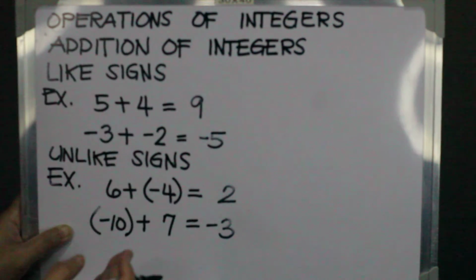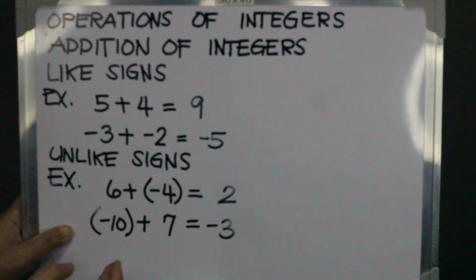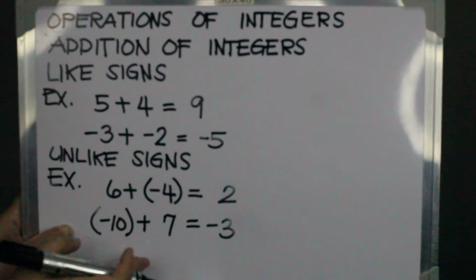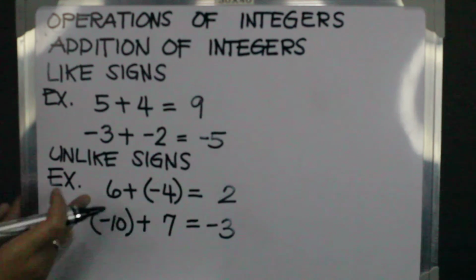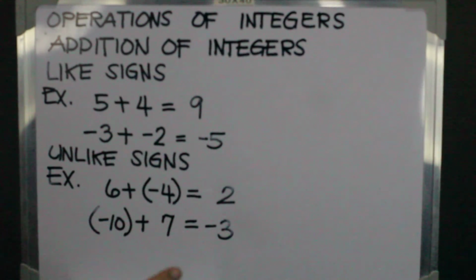So this is how it works for addition of integers, for like signs and unlike signs. Probably you have to learn also how to do the other operations. Okay, thank you.